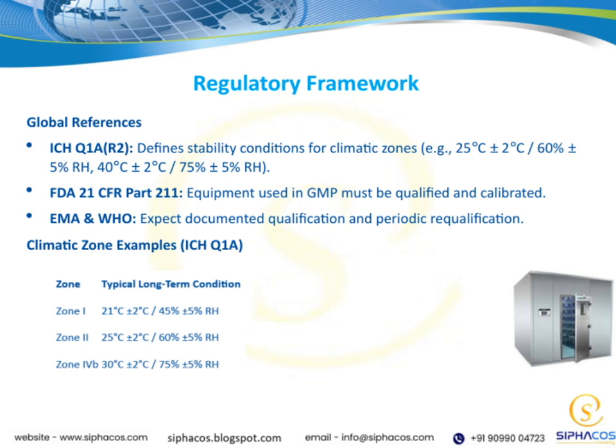Moving on, the FDA's regulations, specifically 21 CFR Part 211, emphasize that any equipment used in good manufacturing practice, or GMP, must be properly qualified and calibrated. This is crucial because equipment performance directly impacts product quality and stability. Furthermore, both EMA and WHO have similar expectations. They require documented qualification of equipment and periodic requalification. This ongoing process ensures that equipment remains in good working order over time, maintaining the integrity of our stability data.